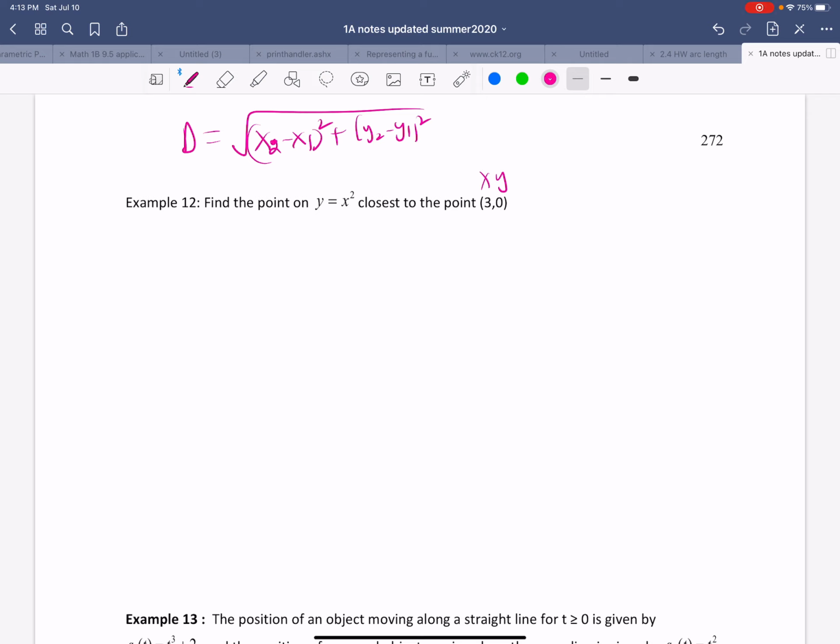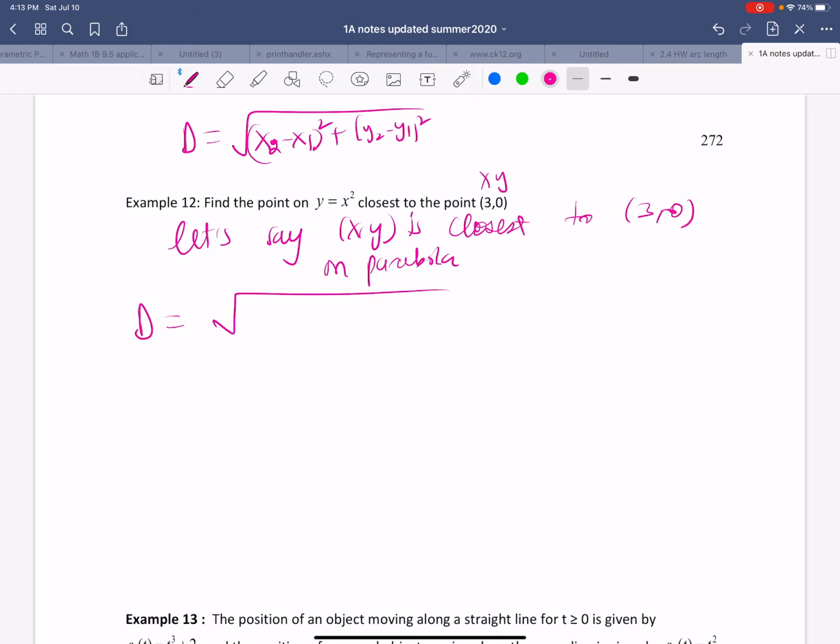Now, let's say the point x, y is closest to the point (3, 0). The point x, y is on the parabola. So we want to find the distance between these 2 points. That would be the square root of (x minus 3) squared plus (y minus 0) squared.